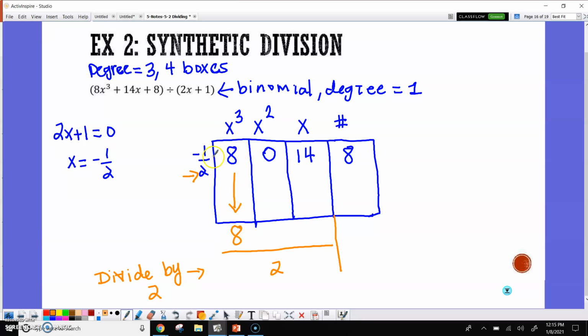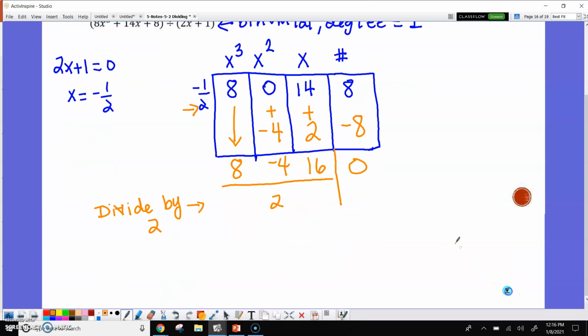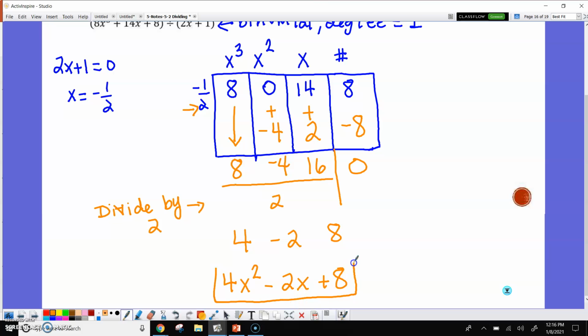I'll bring down the 8. Half of 8 is 4, so this would be a negative 4, and then I add, this is negative 4. Half of negative 4, that's 2, and then I add 16. Half would be negative 8, and then my remainder is 0. So I didn't have a remainder here. Now, since this was a fraction, I have to divide all 3 of these by 2. This would give me 4, negative 2, and 8. I started with x cubed, so this would be 4x squared, drop it down 1, minus 2x plus 8. And that is my answer.